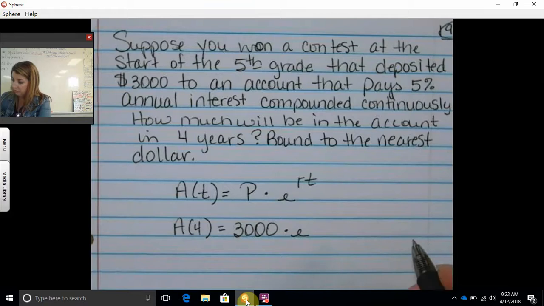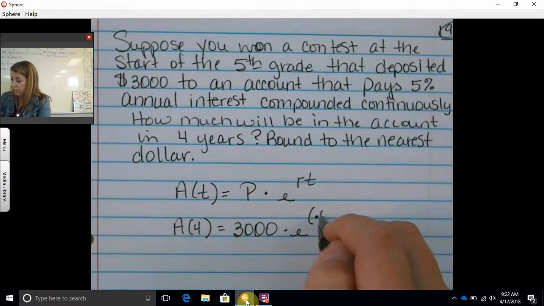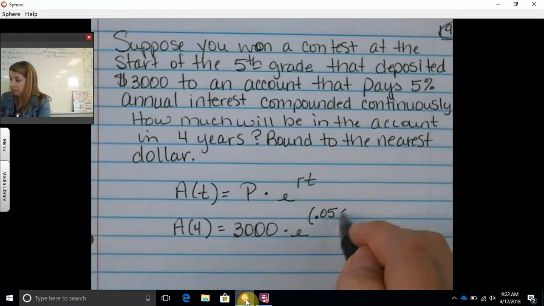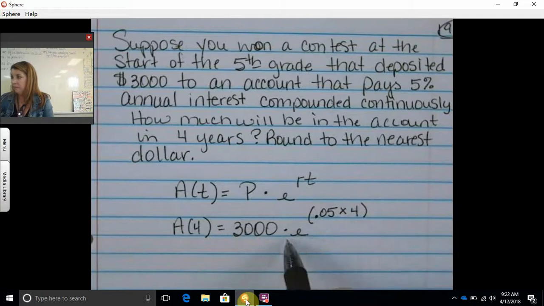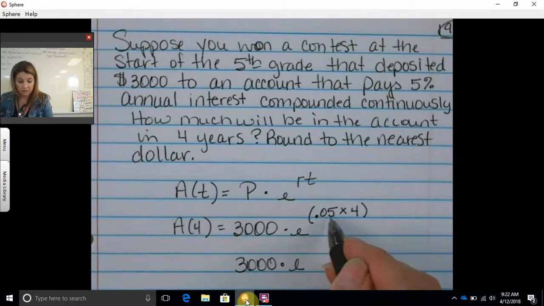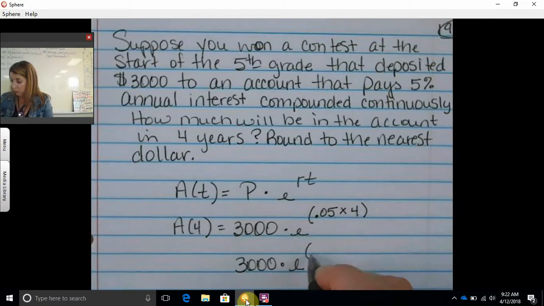What's my rate as a decimal? 0.05 times time of 4 years. So multiply 3,000 times e first. Anyone? No, I don't. First of all, exponents come before multiplication. And in my exponent, there's parentheses that I need to simplify. So let me do that. 3,000 times e raised to the 0.05 times 4 is going to give me 0.2.